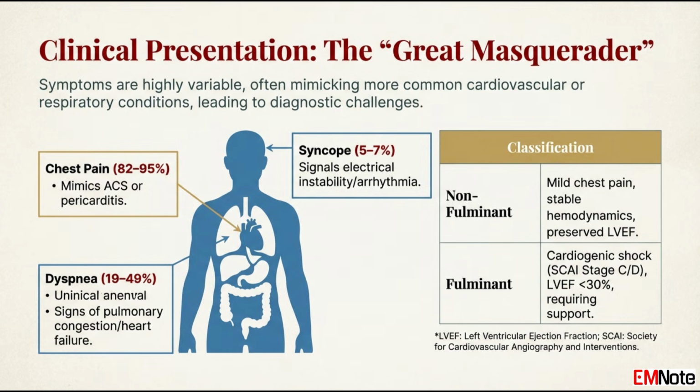What's number one? Chest pain, 82 to 95% of cases. Which immediately gets you thinking about an acute coronary syndrome protocol. Exactly. Or pericarditis. Number two. Dyspnea. That's in about 19 to 49% of patients. It reflects pulmonary congestion. And number three. Syncope, 5 to 7%. And that syncope is really the warning shot. That is. It signals significant electrical instability, likely an arrhythmic origin.